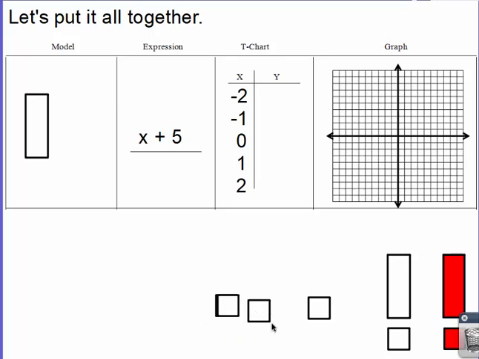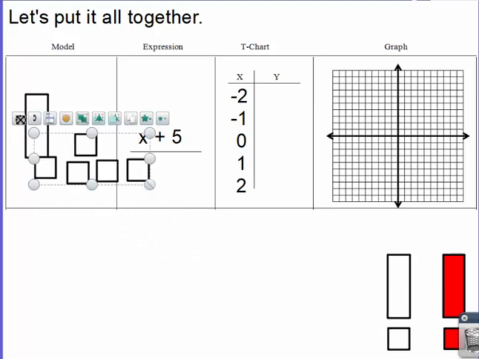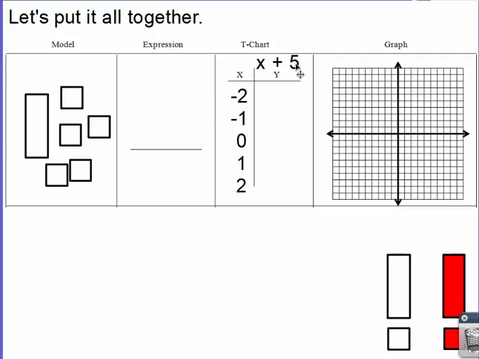Okay, and then 5 of these little squares here. So let me pull this together and drop these up here. Okay, so we would have a model that would look something like this. Okay, so that's 1x and then 5 squares. Now we know that this expression can actually go in 2 places. It goes as the expression, but we also know that it's going to go in the t-chart right there. So this x plus 5 is the same thing as that y.